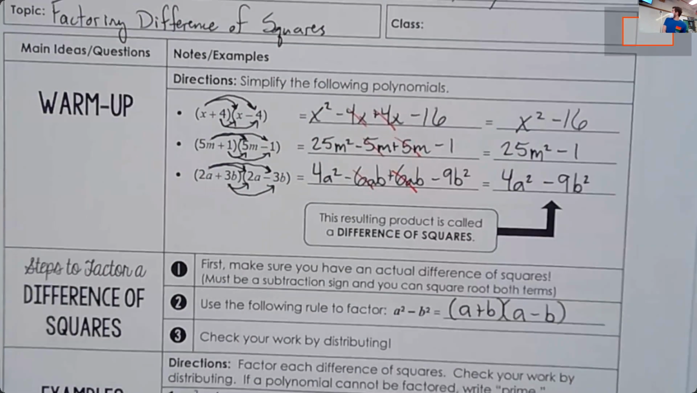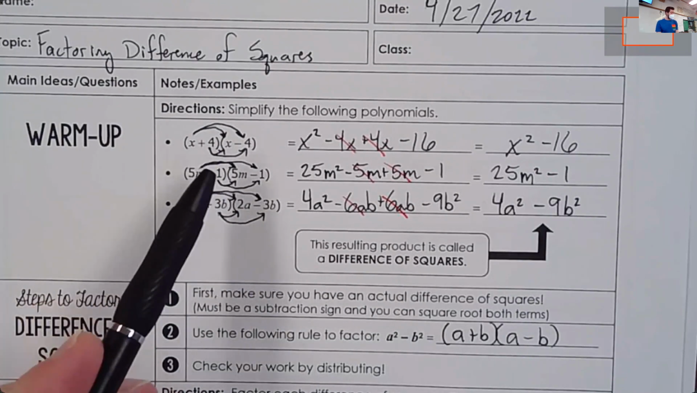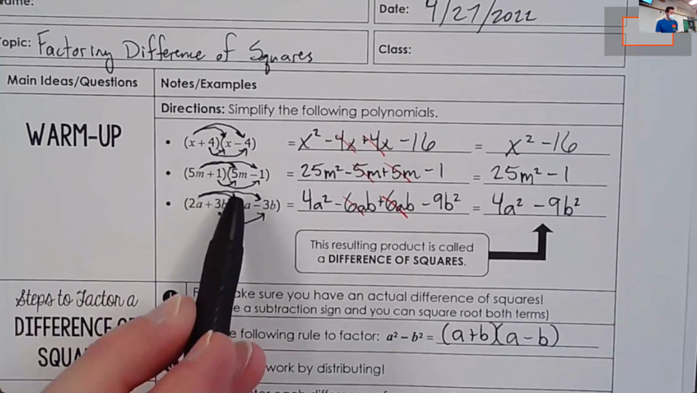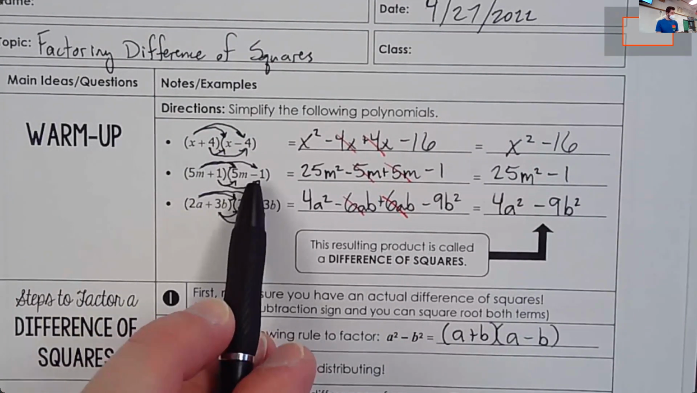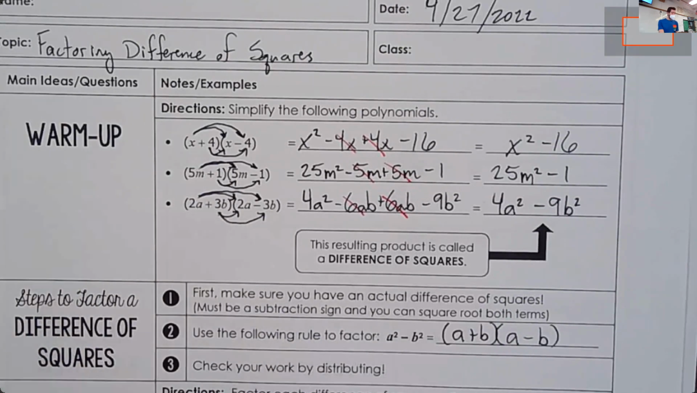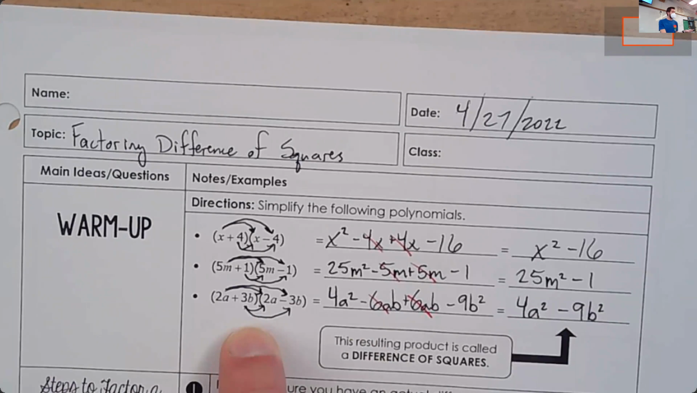And so if you look back at the original three problems in our warm-up, there were only two different terms between the two sets of binomials. Like on number 1, we had x and 4, and then another x and another 4. And one of them had a plus, one of them had a minus. Same thing with problem number 2: 5m and 1, 5m and 1. One of them was a plus, one of them was a minus. Same thing with the third one: 2a, 3b, 2a, 3b, plus and minus. And so when you factor it, you go from the difference of squares and you factor it out to two binomials. It's basically going from the simplified version back to the product of two binomials.